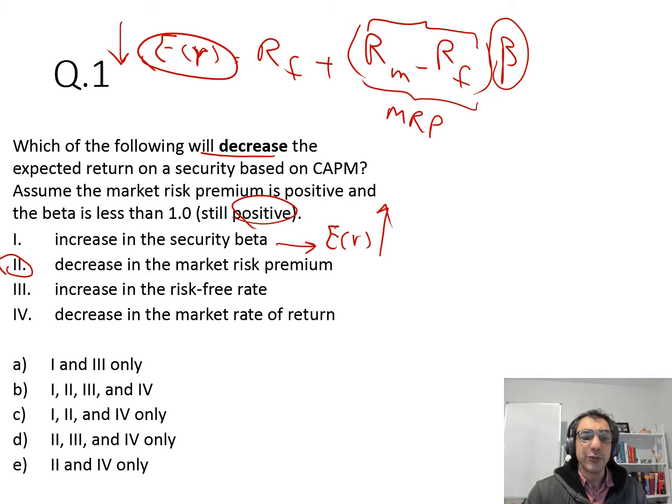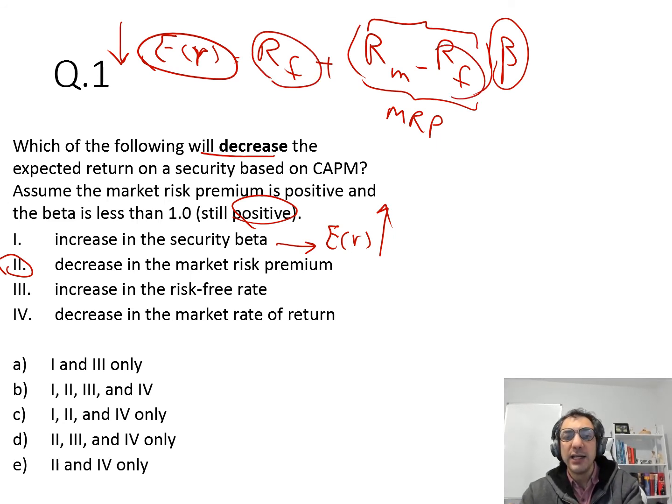Statement three, increase in the risk-free rate. Here you have to be careful. Why? Because you see there are two parts of the equation. We have the risk-free rate here and here. Now, the risk-free rate here is going up. So this impacts positively on expected return. But since there is a negative sign here, the increase in the risk-free rate will actually reduce the market risk premium, and in total, the expected return will go down.